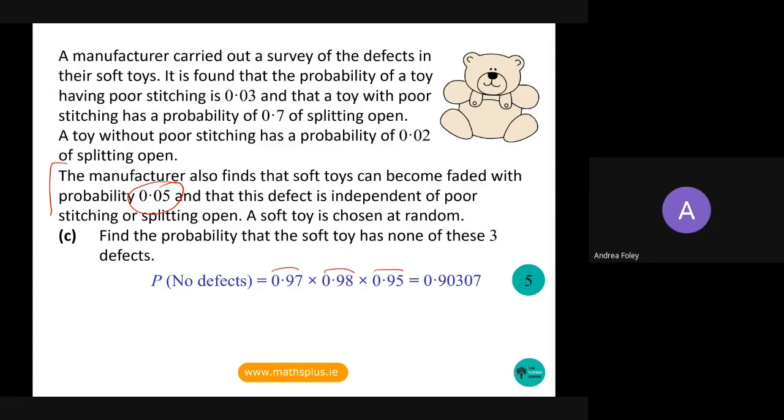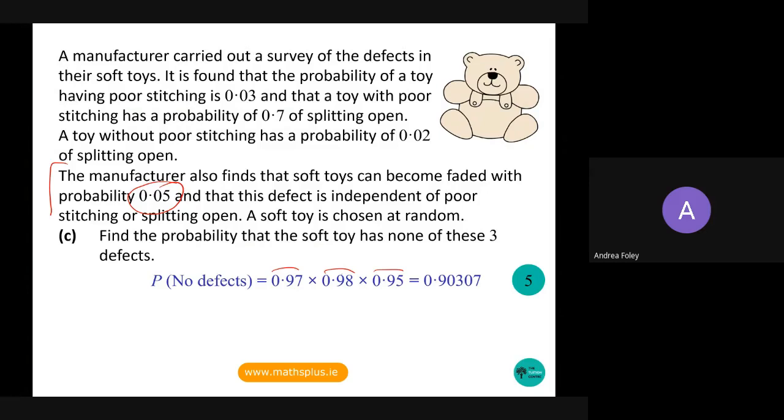So again, this one's marked on a 0, 3, 4, 5 scale. Low partial credit here is work of merit to find the answer. So say you'd written 0.97 by 0.98 and you hadn't done anything with the 0.95, then that would be low partial credit for 3 marks.